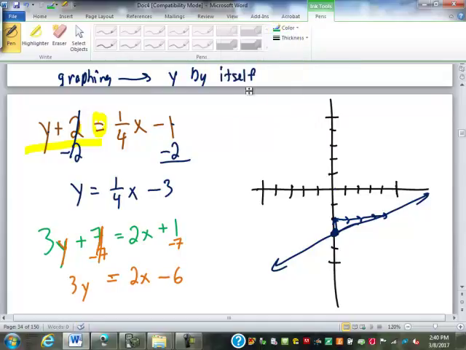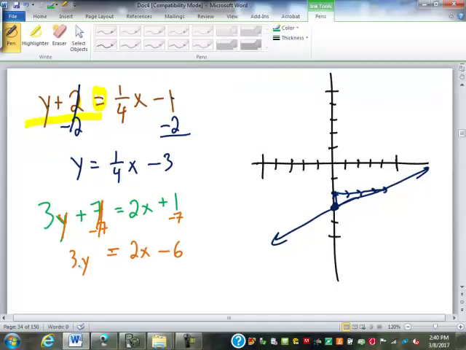And now to finish that off, to get y by itself, I need to divide by 3. Now when we multiply or divide, we have to multiply or divide every digit. So 3y divided by 3, the 3 divides out, I'm left with y. I have to do 2x divided by 3. Well, I think of my division as being just a fraction. 2x divided by 3 is 2 divided by 3, or 2/3 x. -6 divided by 3 is a -2.